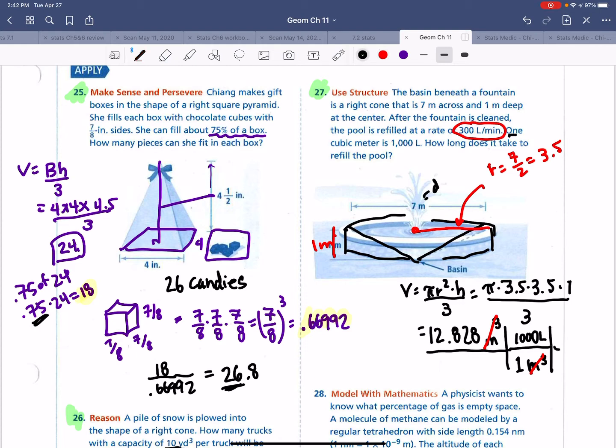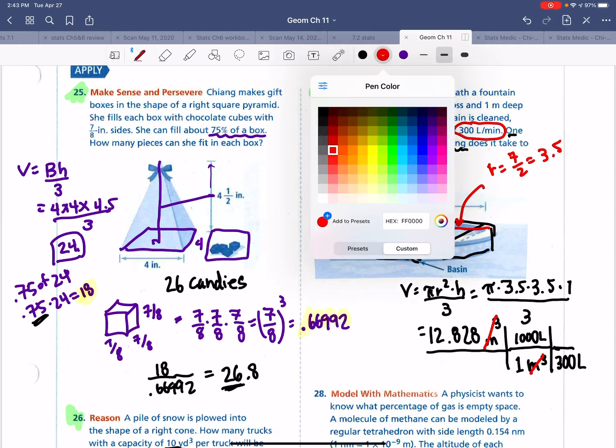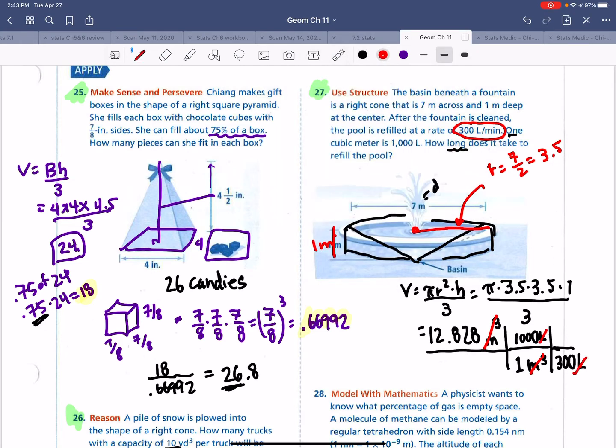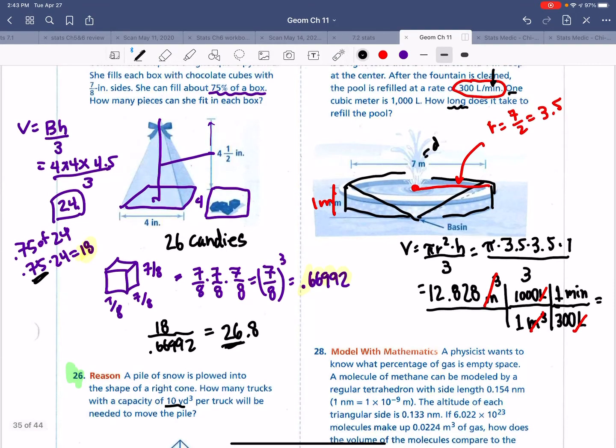Now, as I continue to build, I don't want my answer in liters, I want it in time. So I'm going to divide by 300 liters in my magical one because, again, I want liters to go away. And 300 liters is equal to 1 minute. So I'm going to get my answer in minutes, which is what I want. This is the same as just taking 12.828 times 1,000 and dividing by 300.